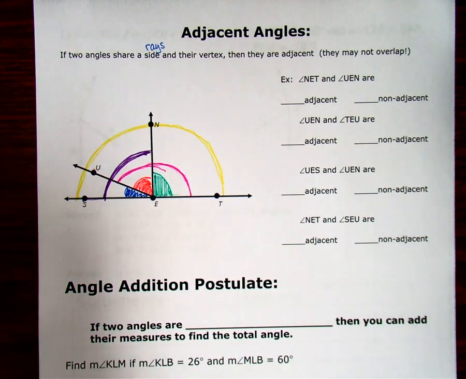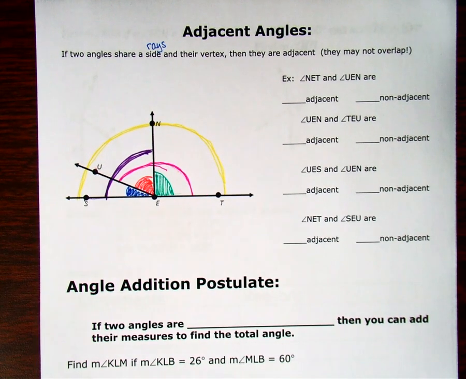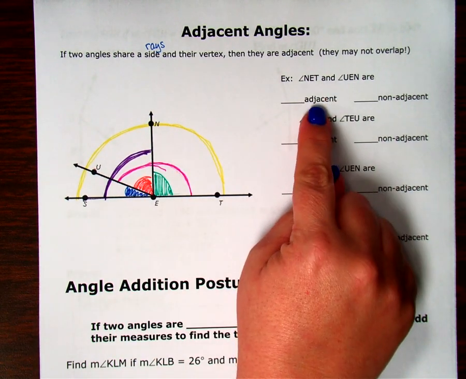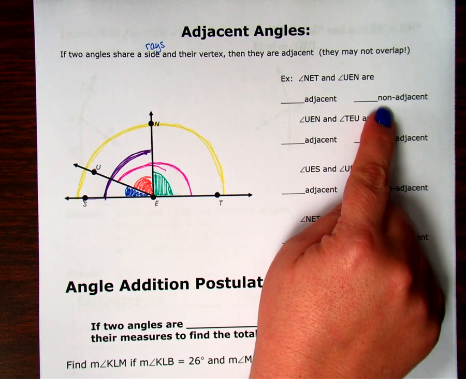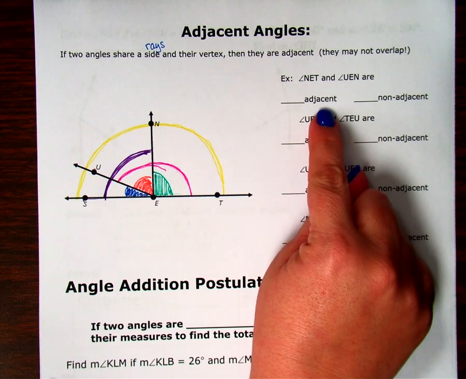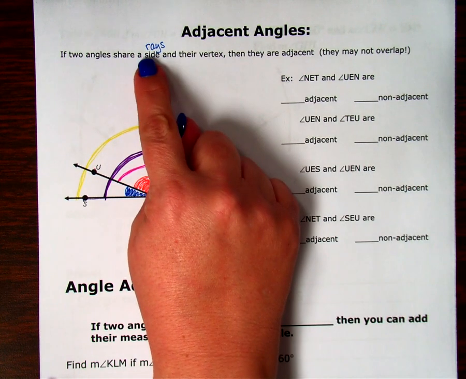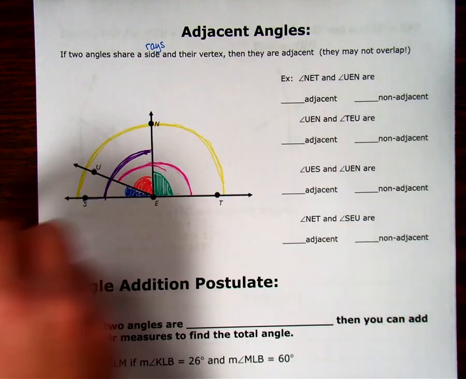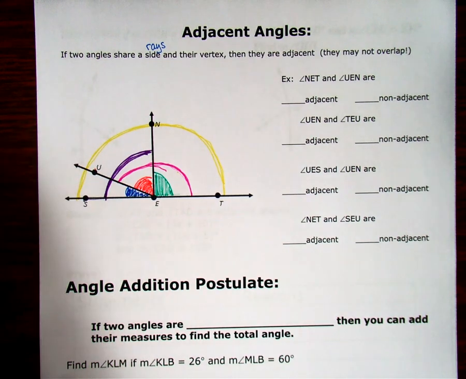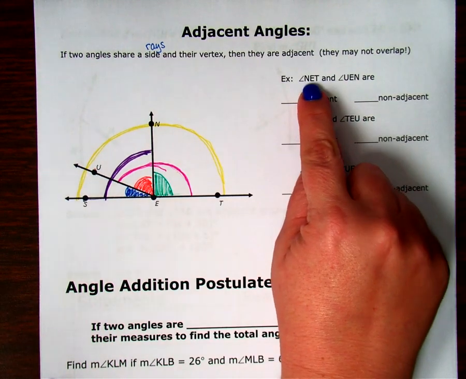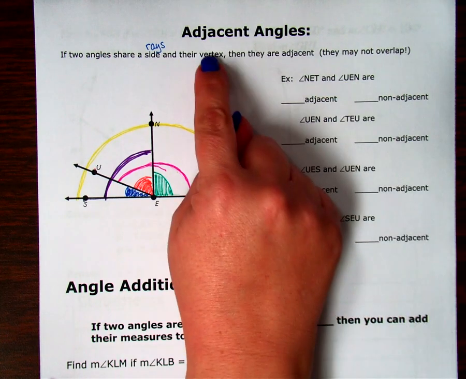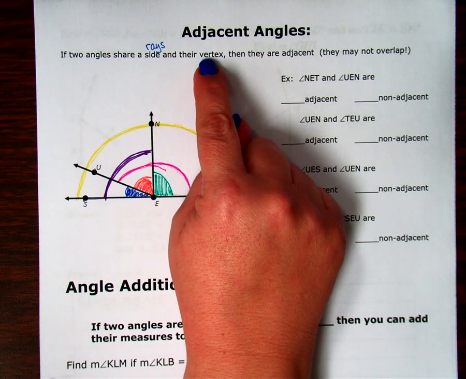Okay? All right, so we're going to decide whether the two angles given to us are adjacent or non-adjacent. If they're adjacent, then they're going to share a side and a vertex. I can tell by looking that they share a vertex just by checking the letter in the center. This one has an E in the middle, this one has an E in the middle, so they do share a vertex. Do they share a side?